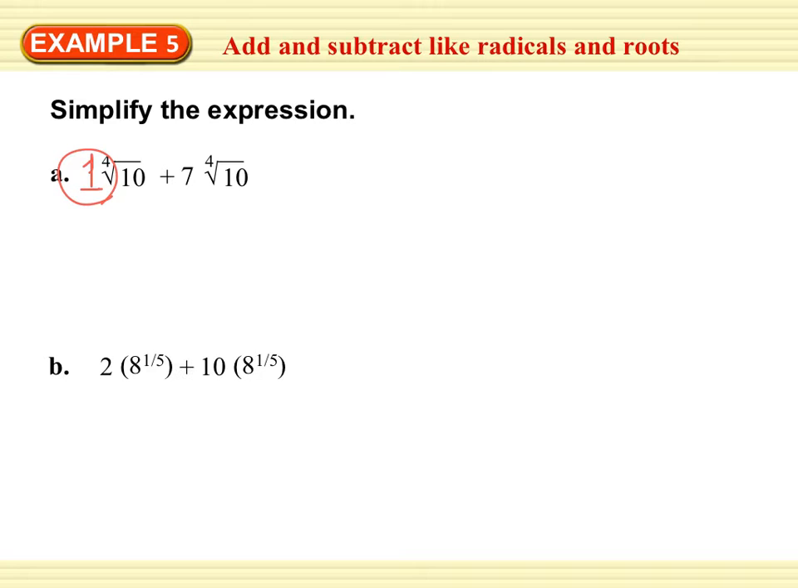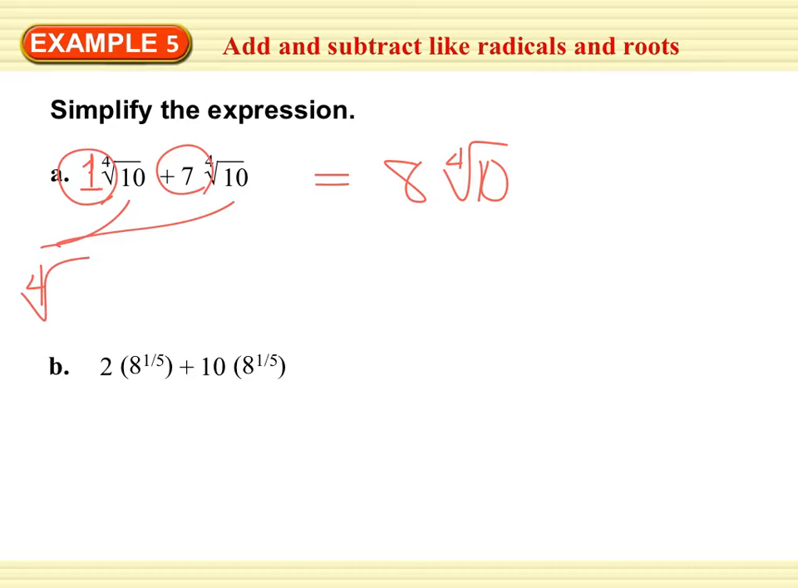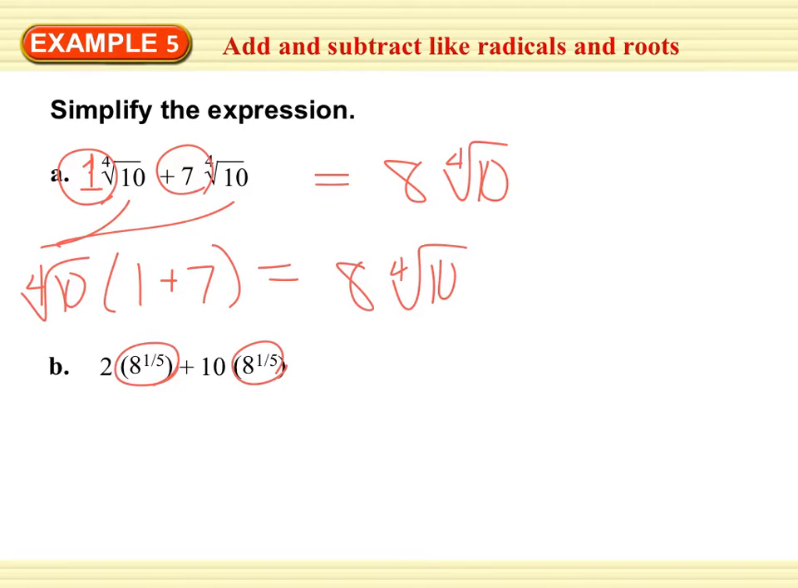I've got 1 fourth root of 10 and 7 fourth roots of 10, so that really gives me 8 fourth roots of 10. When they say use the distributive property, that means I'm going to factor out the fourth root of 10, and what's left is 1 plus 7, which is 8. So however you'd like to think of it, it's fine with me. Just make sure you stay sort of consistent. I've got these things as exactly the same. That means I can add the coefficient.